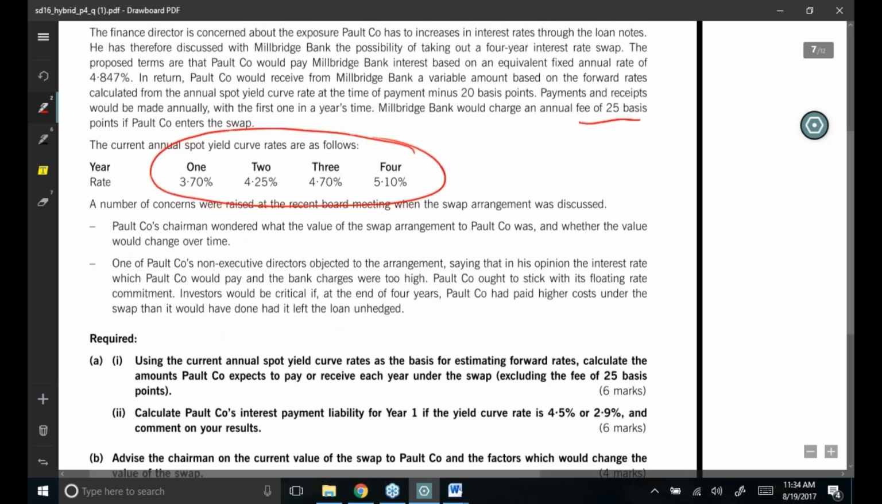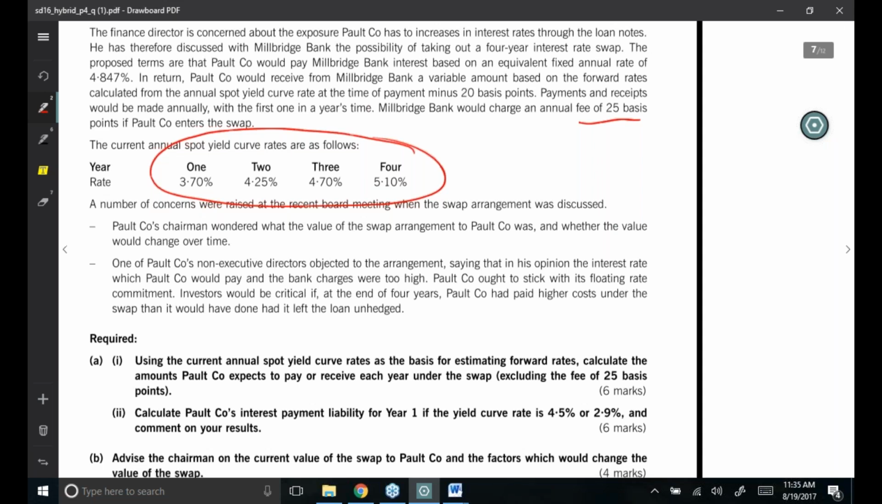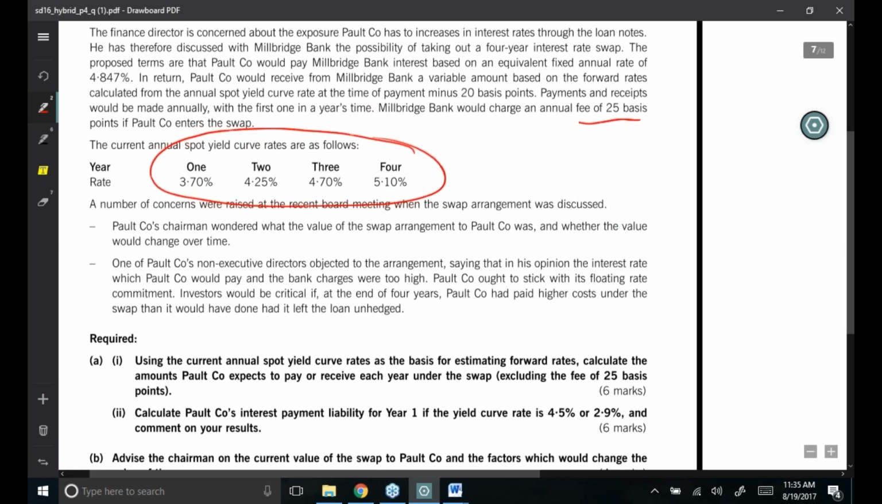Okay, there are two concerns. The company chairman wondered what the value of the swap arrangement is to the company and whether the value would change over time. The second, one of the company's non-executive directors objected to the arrangement, saying that in his opinion, the interest rate which the company would pay and the bank charges were too high. The company ought to stick with its floating rate commitment. Investors would be critical if at the end of the year the company had paid higher costs under the swap than it would have done had it left the loan unchanged.